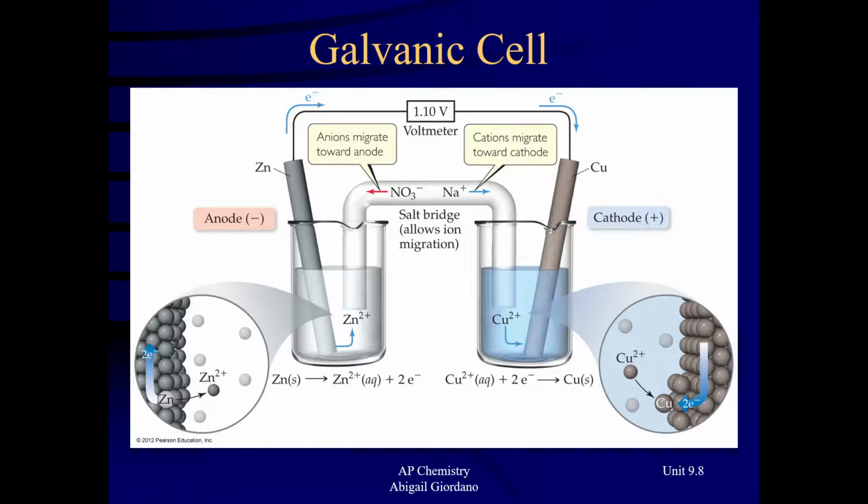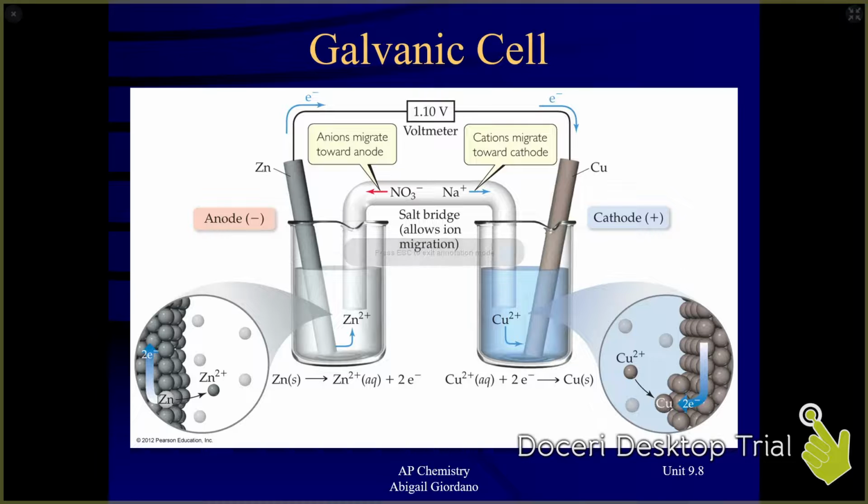Okay. I know there's a lot going on in this image. Don't be overwhelmed. We're going to break it down. First thing I want you to recognize, these are the same two half reactions we were just looking at. This is our oxidation half reaction. This is our reduction half reaction. We can see, just like on the previous slide, the electrons are flowing from the zinc half reaction, or here's a word that we use a lot, the zinc half cell, to the copper half cell.